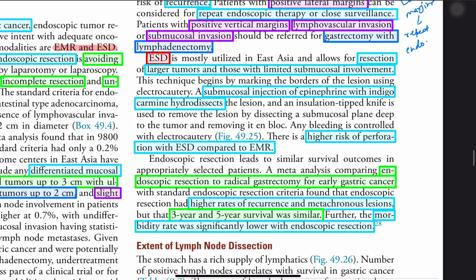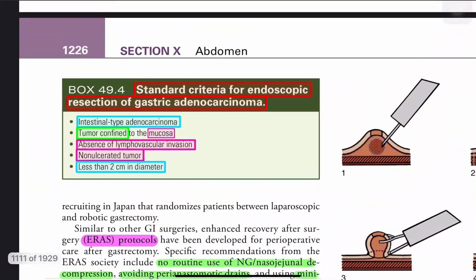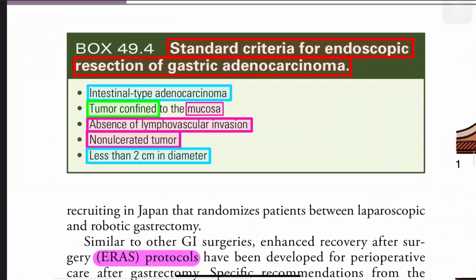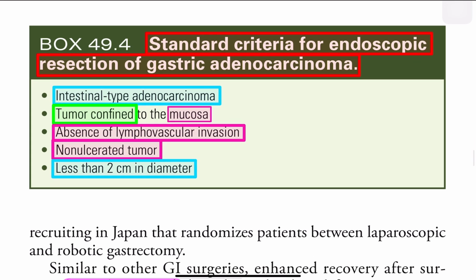The main highlighted point is that 3 and 5 year survival with endoscopic resection was similar to radical gastrectomy. Actually I wanted to tell this, but I thought let's summarize everything. The standard criteria for endoscopic resection of gastric adenocarcinoma: it should be intestinal type of adenocarcinoma, tumor confined to mucosa, absence of lymphovascular invasion, non-ulcerated tumor, and less than 2 cm in diameter. Okay, thank you.